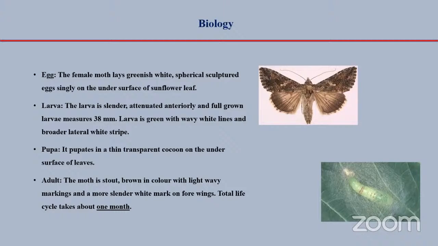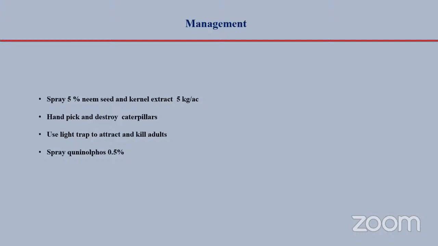After that, they will pupate on the surface of the leaves, and from that the adult will emerge. This adult will be brown in color with white colored wavy markings. You can also observe more slender white marks on the forewings. And the total life cycle will take about one month. So next is the management. You can adopt the common mechanical and cultural practices as in other pests that we discussed.